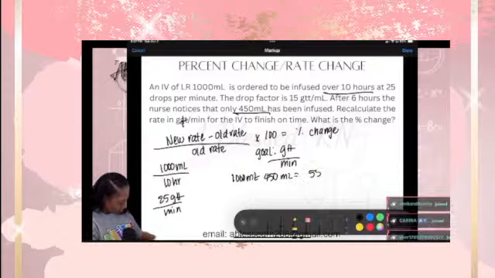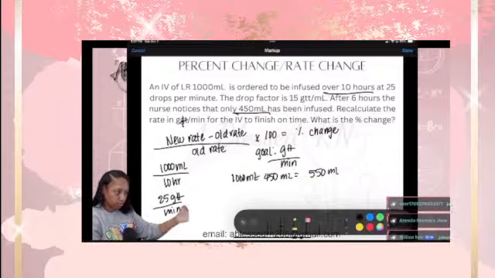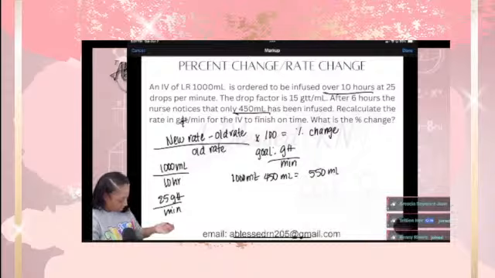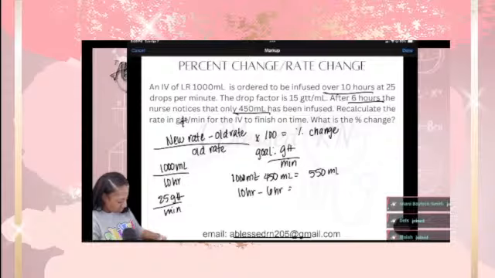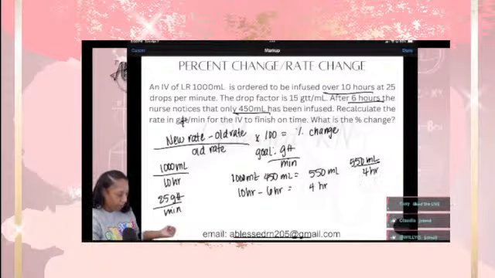That means that there is 550 mLs that's now left, right? So then we need to take our time, which is 10 hours that is supposed to go over, and 6 hours has passed. So then that means 4 hours is left. So therefore, our new rate is going to be 550 milliliters over 4 hours.